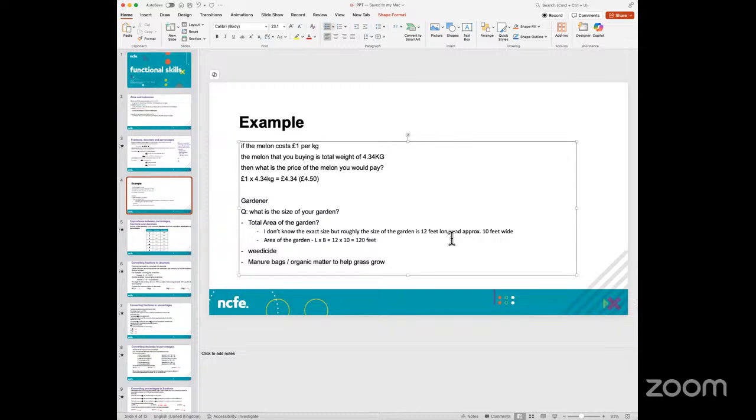So for 120 square feet, what he's now going to look at is what could be the percentage of weedicide that he needs to spray to get rid of the weeds, and what could be the number of bags that he needs to get to fertilize the soil or help the grass to grow. Maybe bring some manure and things like that.